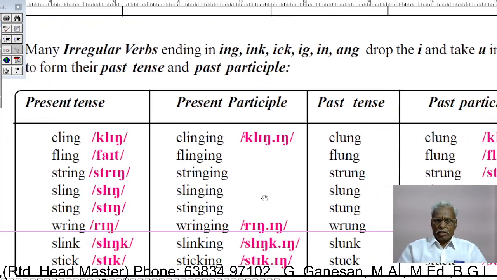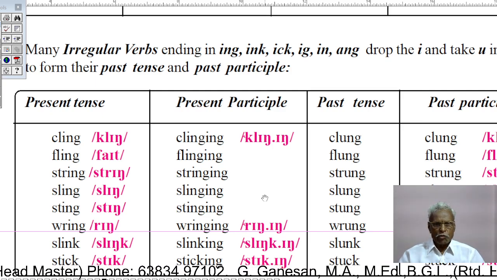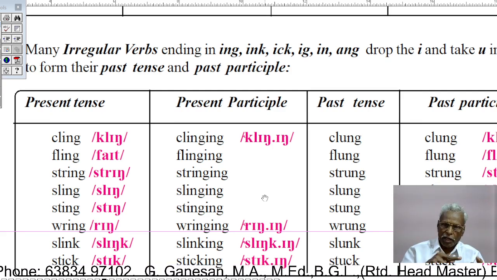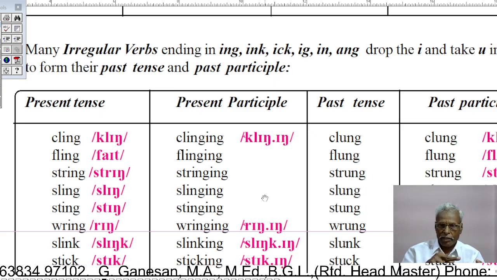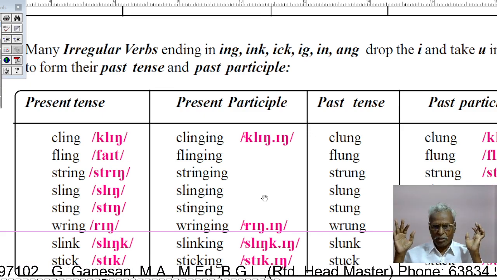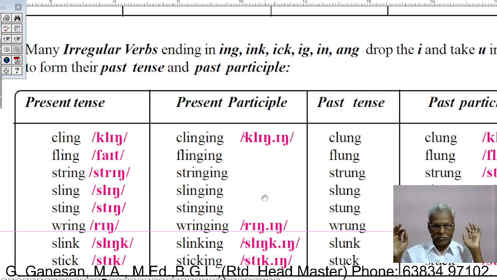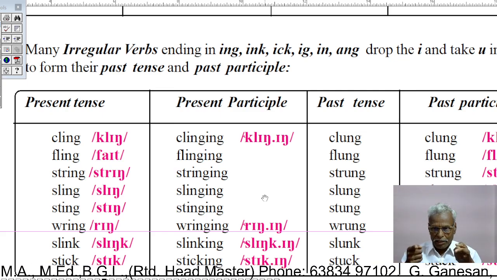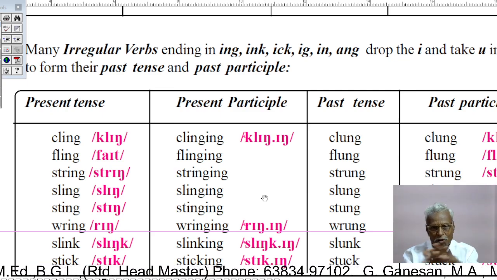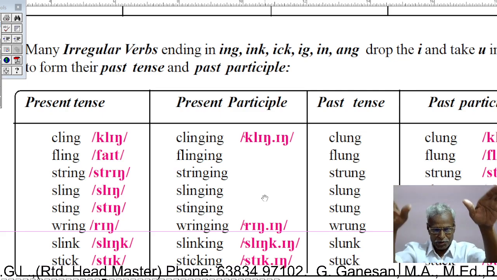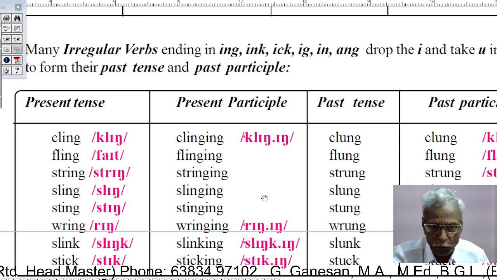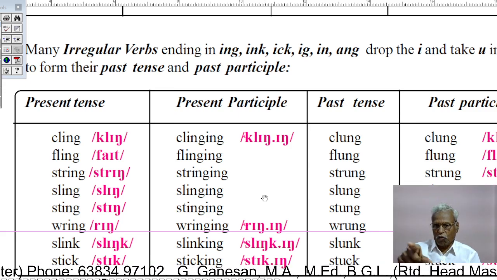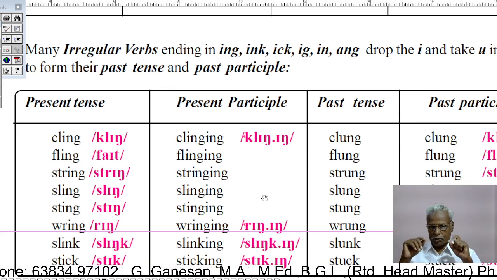You see, most of the irregular verbs ending in ing, ink, ick, ig, in, ang drop the I in the middle of the verb and take u to form their past tense and past participle. I explained the first word only, the word cling: drop the I and take u to form its past tense and past participle.